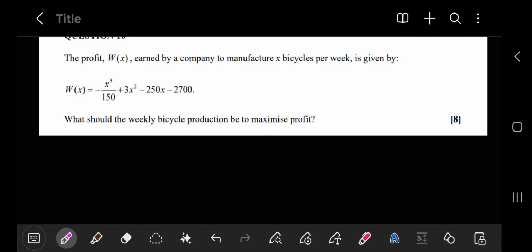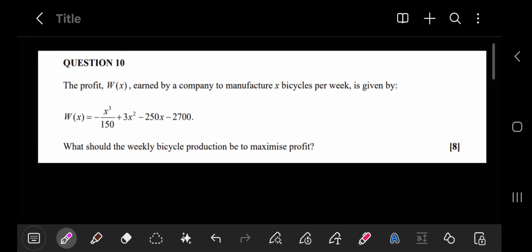So here is our second practice problem, part of optimization under Calculus grade 12. It says the profit W(x) earned by a company to manufacture x bicycles per week is given by W(x) = -x³/150 + 3x² - 250x - 2,700. What should the weekly bicycle production be to maximize profit?